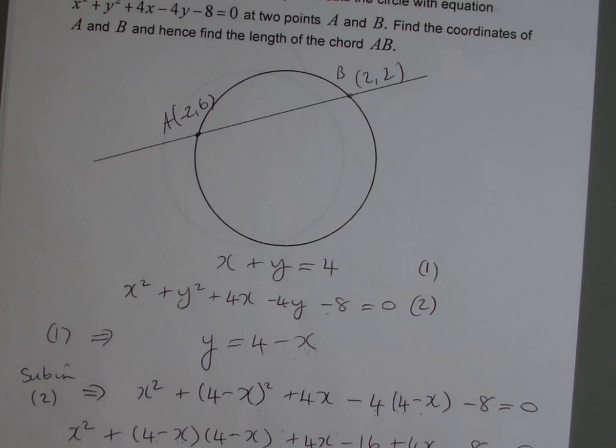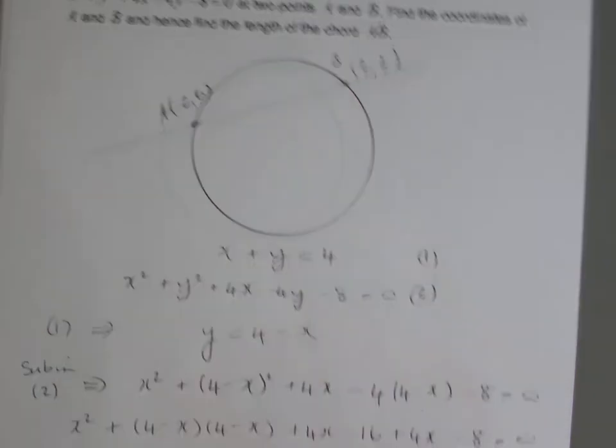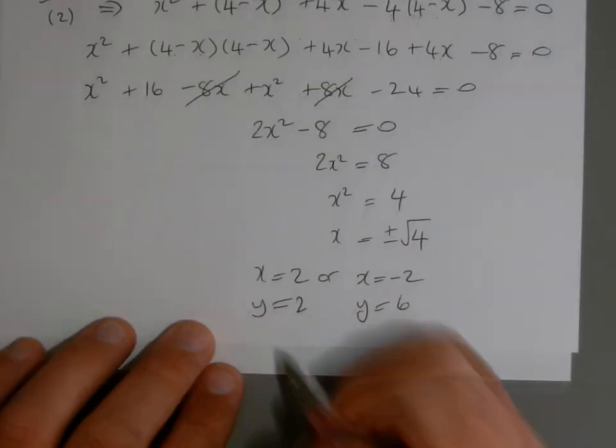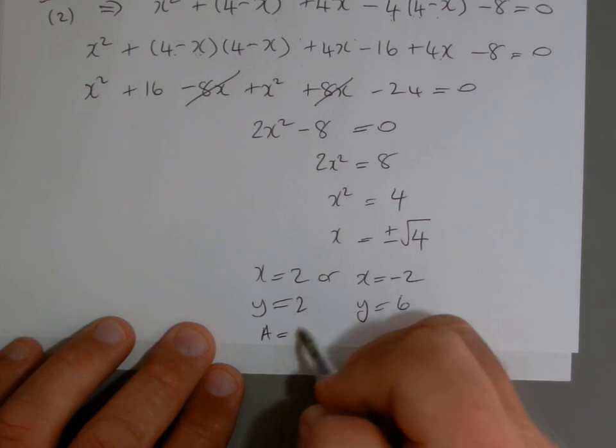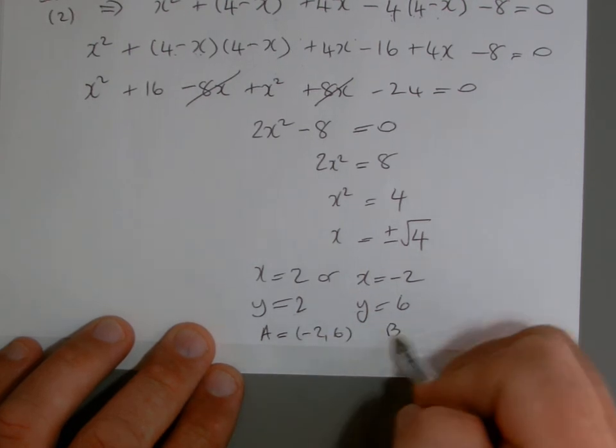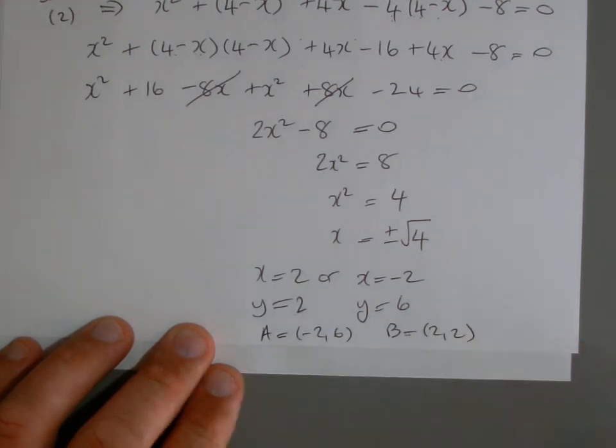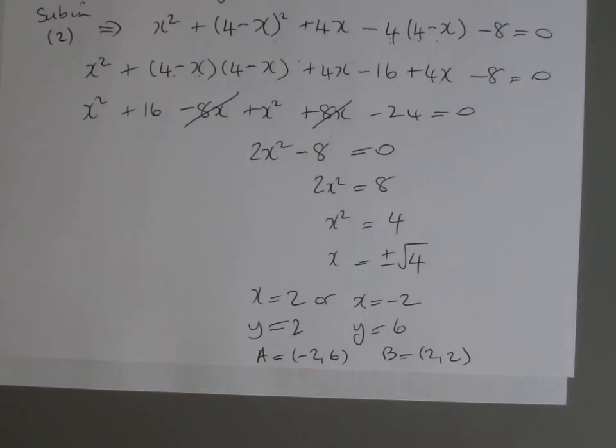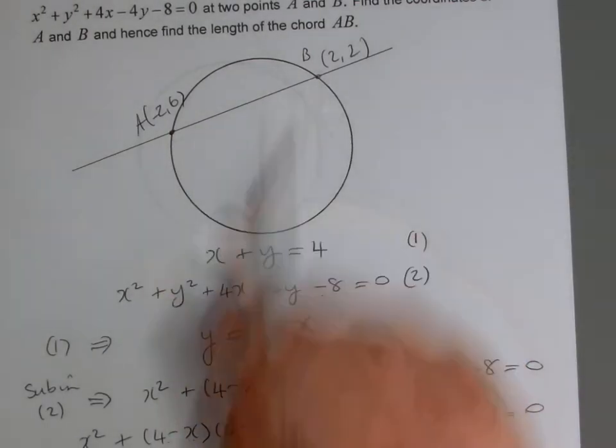It's important that you write them out as well, don't just leave it like that. You need to say A is minus 2, 6 and B is 2, 2. Then we are asked to find the length of the chord AB, which is just that line connecting them.